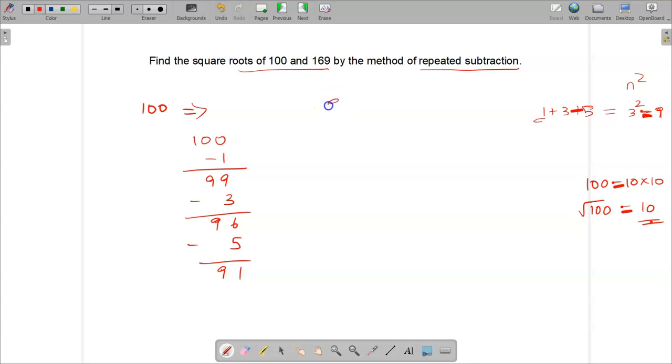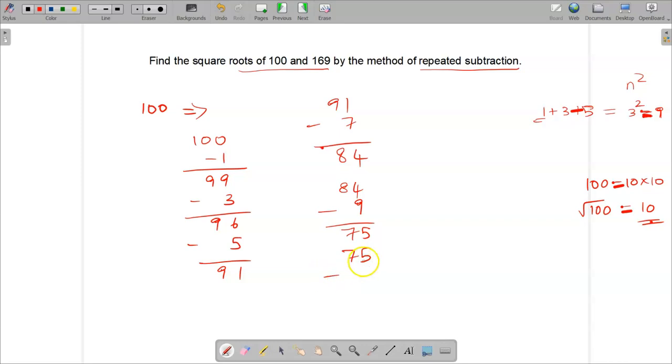So then we have 91, and again we subtract the next odd number. 5 we already used, now it is 7. Here it is 11, 11 minus 7 is 4, so here it becomes 8, so 84. Now from 84 we subtract the next odd number 9. 14 minus 9 is 5, and here it becomes 7, now it is 75.